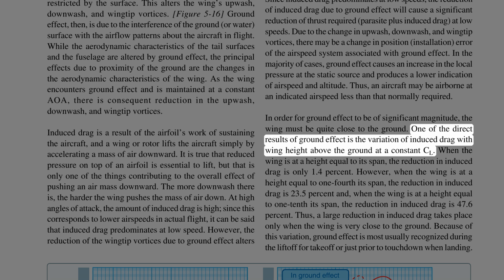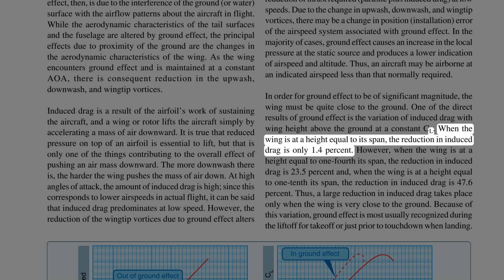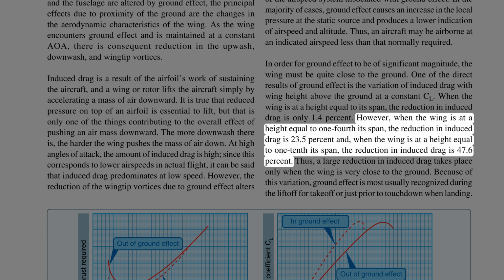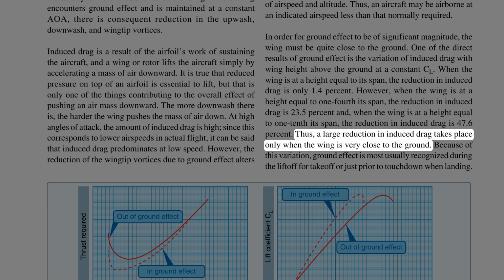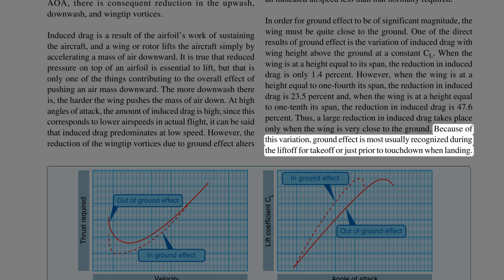One of the direct results of ground effect is the variation of induced drag with wing height above the ground at a constant C_L. When the wing is at a height equal to its span, the reduction in induced drag is only 1.4%. However, when the wing is at a height equal to 1/4 its span, the reduction in induced drag is 23.5%, and when the wing is at a height equal to 1/10 its span, the reduction in induced drag is 47.6%. Thus, a large reduction in induced drag takes place only when the wing is very close to the ground. Because of this variation, ground effect is most usually recognized during the liftoff for takeoff or just prior to touchdown when landing.